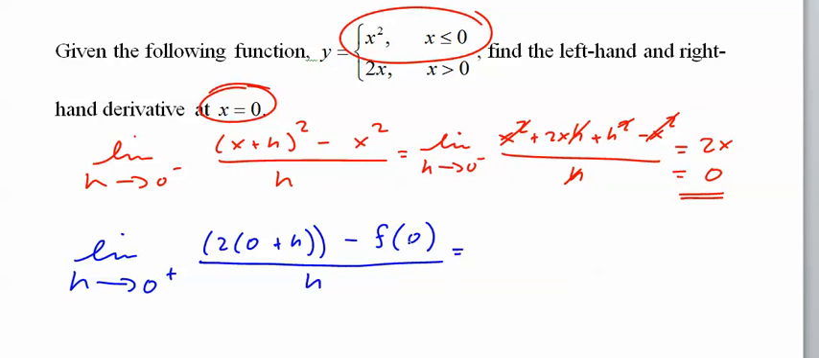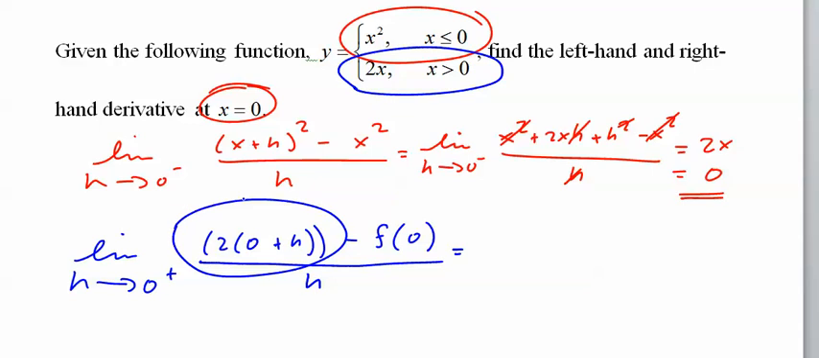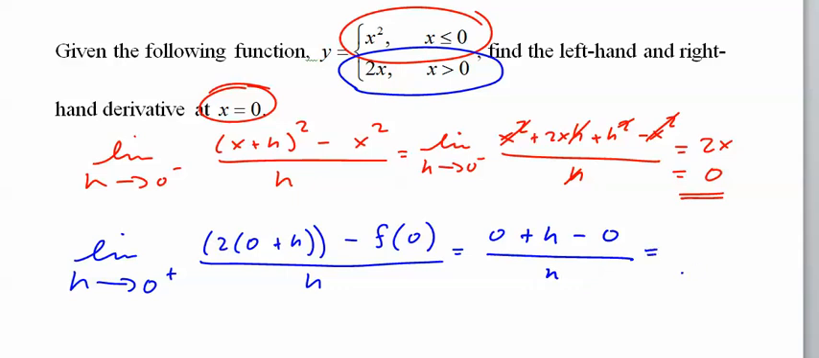What's f of 0? You say, well, we're working on the right-hand side. No. We are working on the right-hand side for the function here, but when we talk about what f of 0 is, we have to go back to what the original function says. In this case, it's 0, so it's not that big a deal. We get 0 plus h minus, plugging in 0, 0 all over h, 2h. Cancel, and we get 2.